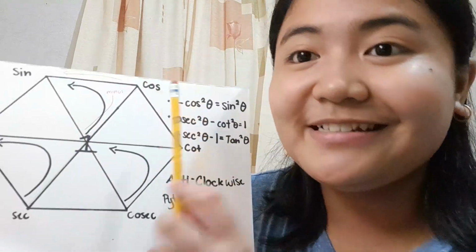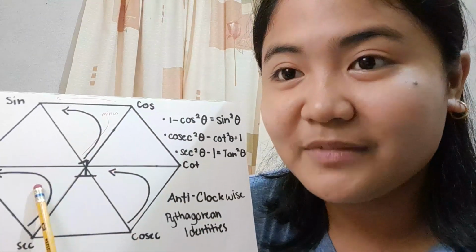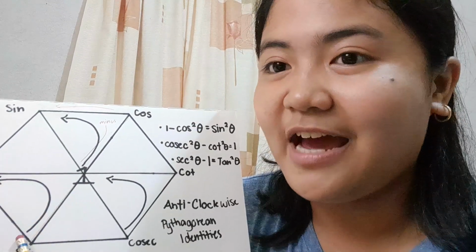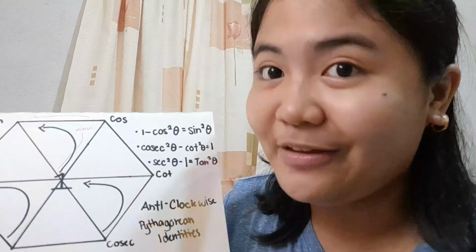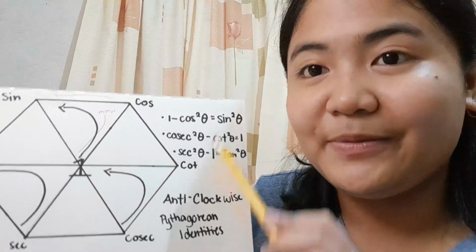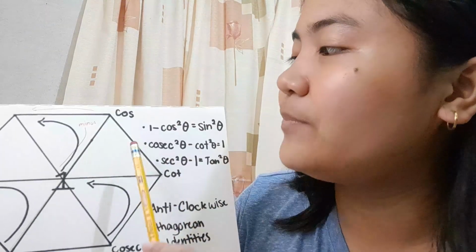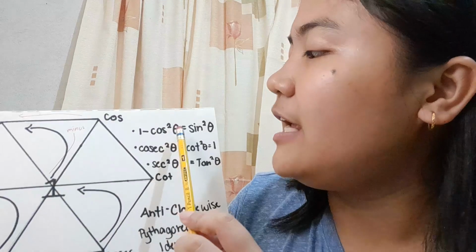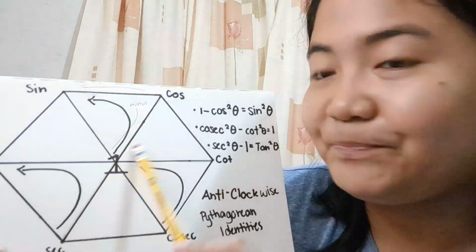So, here's the hexagon. As you can see, these are the arrows and how you figure out the identities in anti-clockwise form in the Pythagorean identities. So, here are the remaining identities. Let's read them. So, 1 minus cosine squared theta equals sine squared theta. It's this one over here.